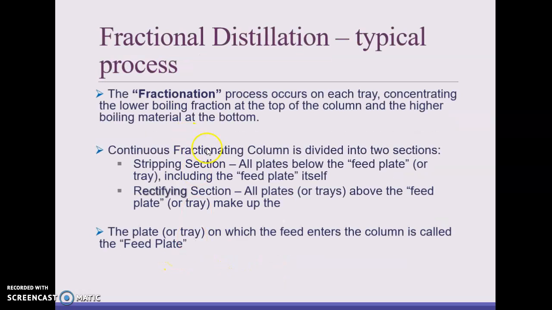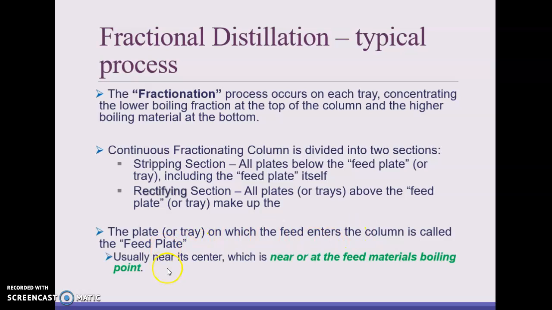So again, you can have a continuous fractionating column. You'll have a stripping section, where these are all the plates below the feed plate, in the reboiler area. Rectifying are all the plates above the feed. The feed plate tray is usually at the point where the feed material enters. Usually this is heated, and it's at the temperature of mostly where the feed material's boiling point is. That's where you want to put that feed in there.